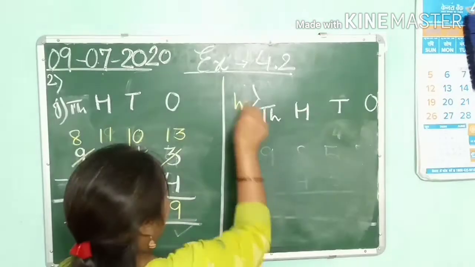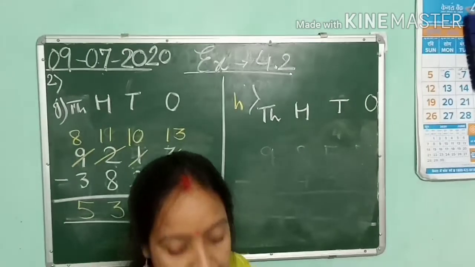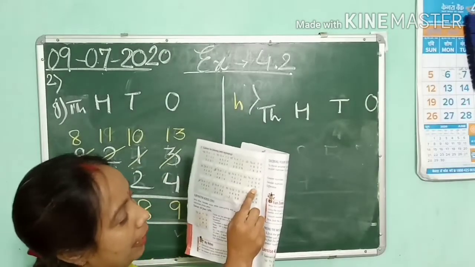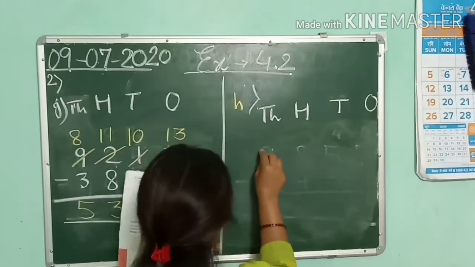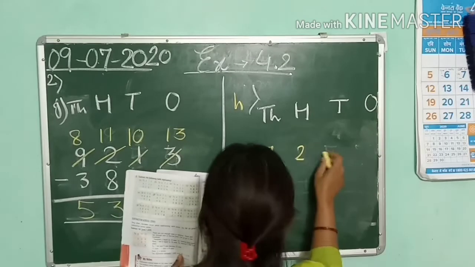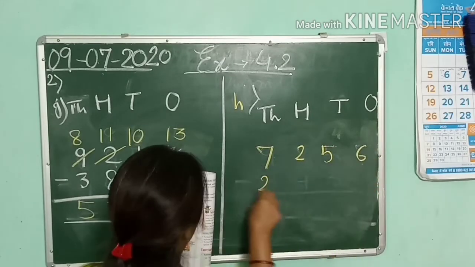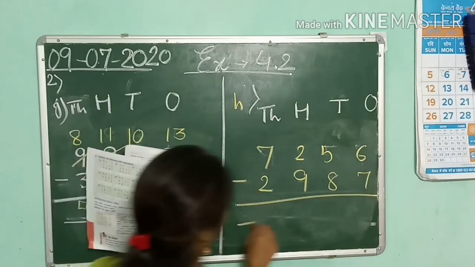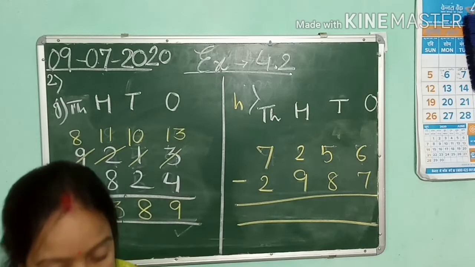Now we are coming to our next question, that is question number 8. In question number 8, you have to subtract 7256 and 2987. I am writing here the question, children. 7256 and you have to subtract 2987.